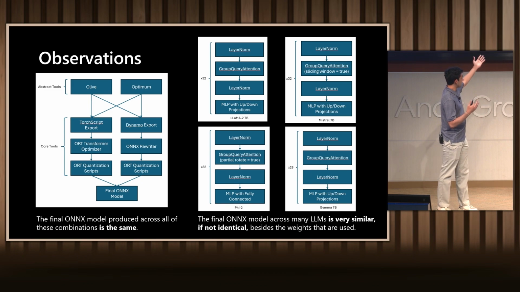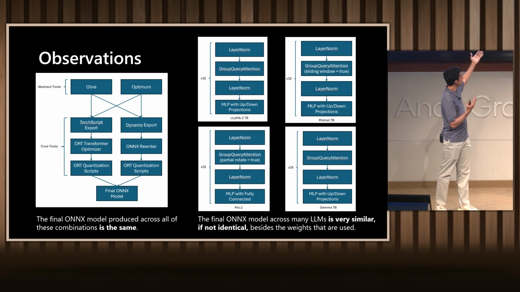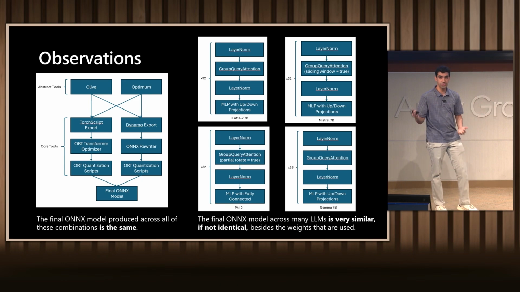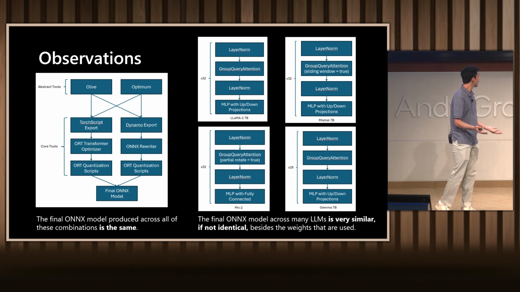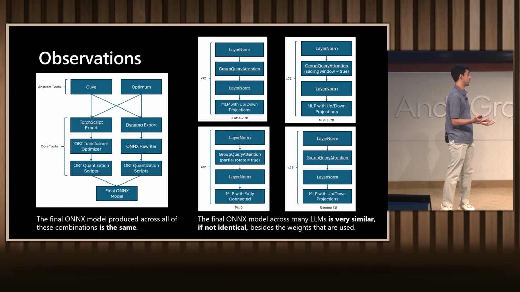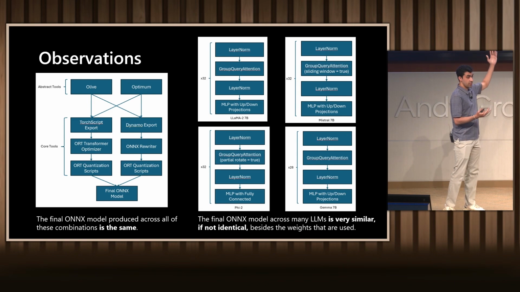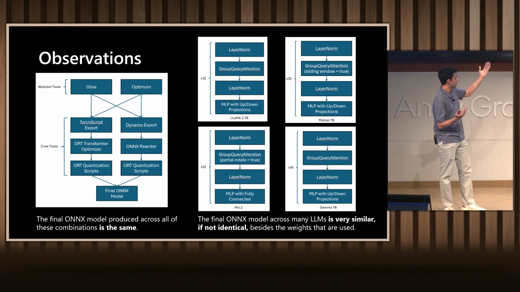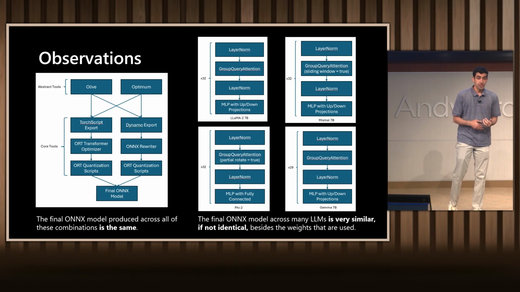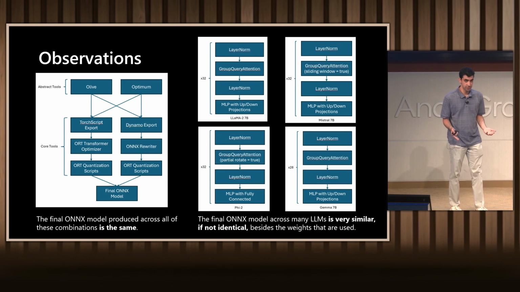If we look at, let's say, Phi 2, post-optimization, quantization, and all that, the main difference we see is that partial rotate equals true is enabled for the group query attention operator, and the MLP layer might be the fully connected style instead of the projection style. And even if we look at, let's say, Gemma 7 billion, it's pretty much the same as Llama 2 7 billion. The difference is just the number of layers. So the final ONNX model across many LLMs is very similar, if not identical, besides the weights that are used.